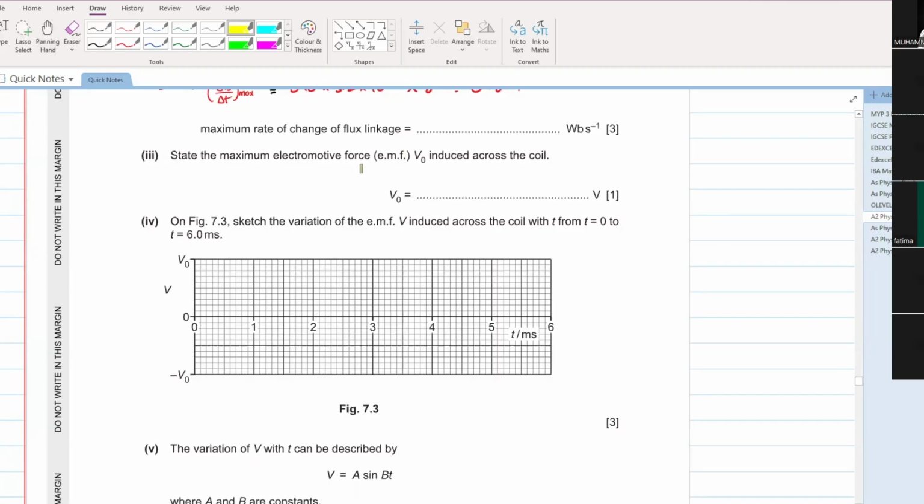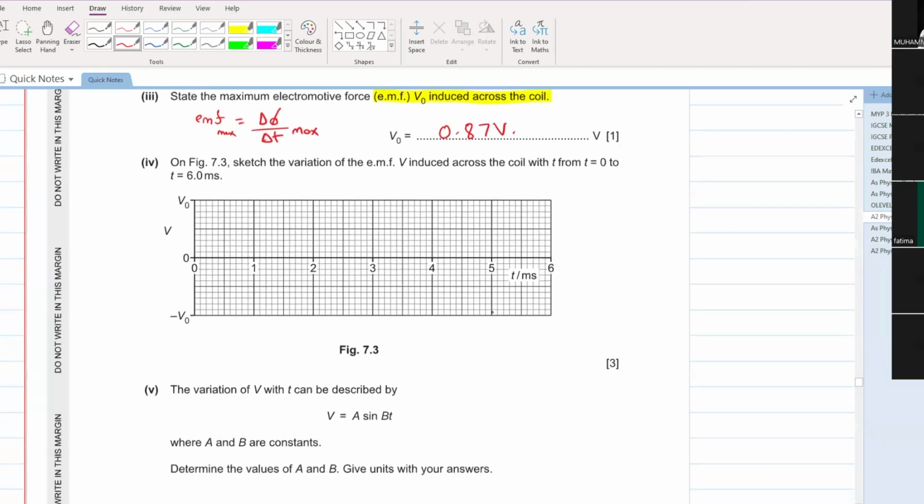State the maximum electromotive force induced across the coil. Now, this is a common sense question. Beta, to find the maximum induced EMF, what was EMF? If you remember, change in phi over change in t was your EMF. Perfect. You have to calculate the maximum EMF. You have to calculate maximum change in phi over change in t. This will be 0.87 volts. EMF induced directly, yes, very good.